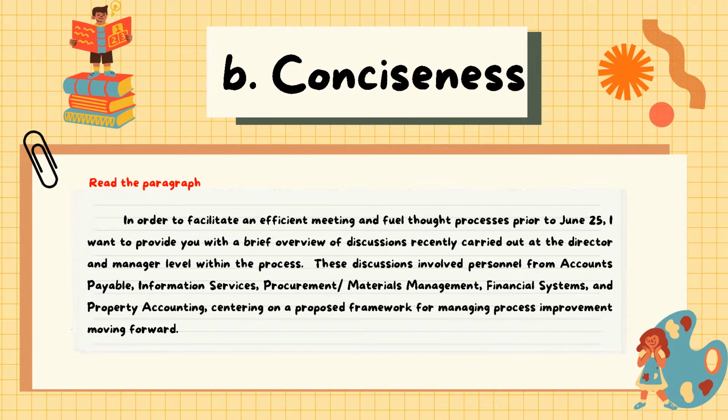with a brief overview of discussions recently carried out at the director and manager level within the process. These discussions involve personnel from accounts payable, information services, procurement or material management, financial systems, and property accounting, centering on a proposed framework for managing process improvement moving forward.